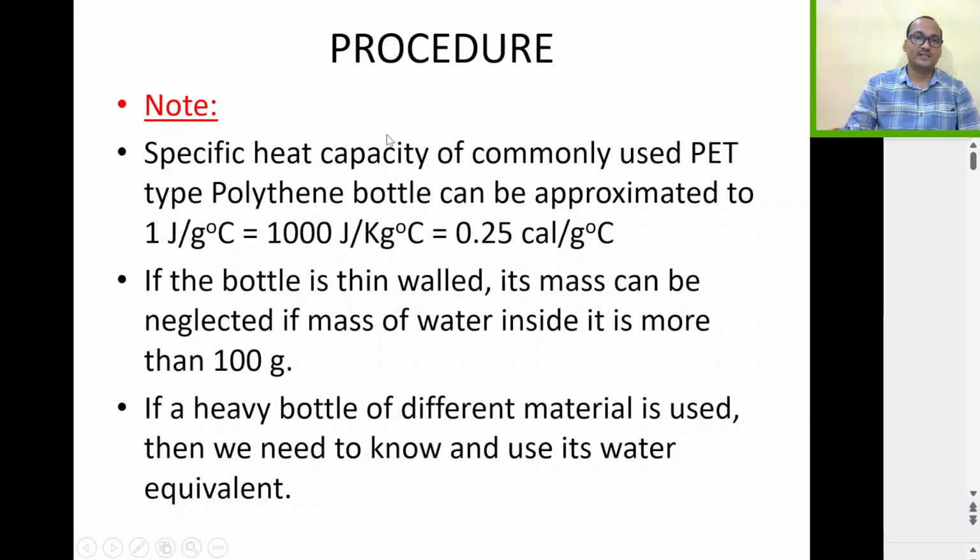So there is a note for this experiment. Specific heat capacity of the commonly PET type polyethylene bottle can be approximated to 1 joule per gram degree Celsius, that is equal to 1000 joule per kg degree Celsius, that is equal to 0.25 calorie per gram per degree Celsius. If the bottle is thin walled, its mass can be neglected if the mass of the water inside is more than 100 gram. And if a heavy bottle of different material is used, then we need to know and use its water equivalent.